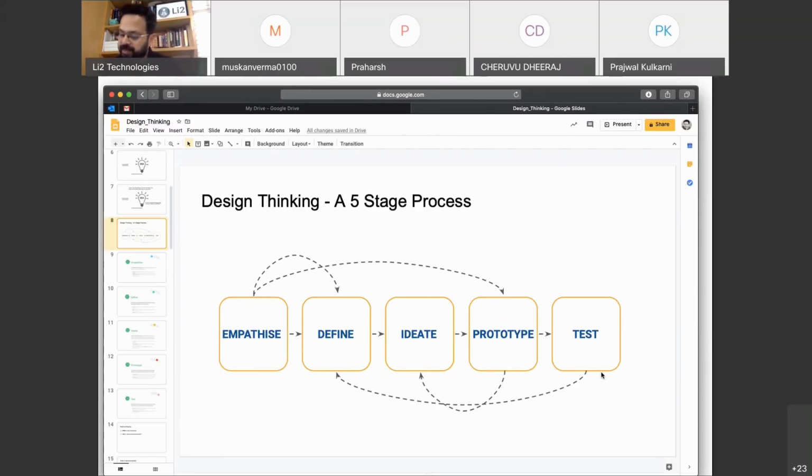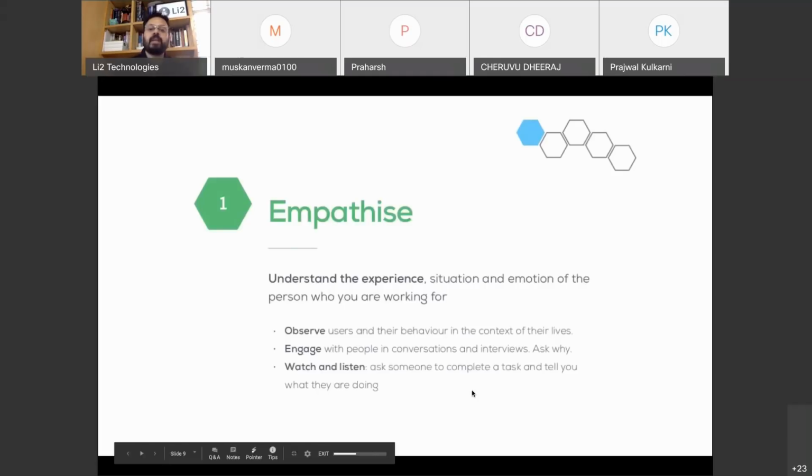So let me put it this way. Let us go with blind navigation as a good start, right? So somebody said, I see a lot of blind people who cross the road, and I want to bring out a solution. So now, empathy, by definition, is this: understand the experience, situation, and emotion of the person who you are working for. One, you observe, you engage, you watch, and listen. You do three things here. One is an observation, second is an engagement, and third, you watch and listen.